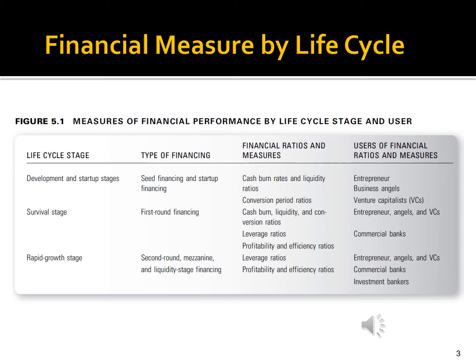financial performance is measured through cash burn rates and liquidity ratios, and also conversion period ratios. Meanwhile, for the survival stage, the performance is measured by cash burn, liquidity and conversion ratios, leverage ratios, and profitability and efficiency ratios, because at this stage the venture has started to earn a profit from the business. And this is the stable stage of the venture.